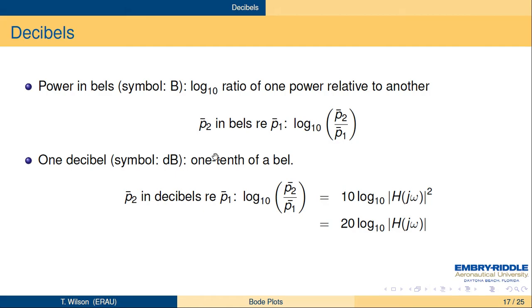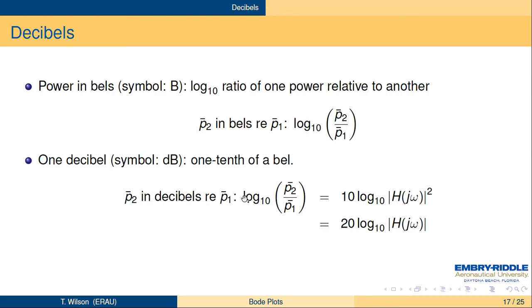Well, a decibel is a tenth of a bell. So if we want our power ratio in decibels, that would be 10 times the log base 10 of magnitude h j omega squared, because the original power ratio P2 over P1 would be magnitude h j omega squared. There's a missing 10 over here. I knew I couldn't get through this video without a bug, but here it is.